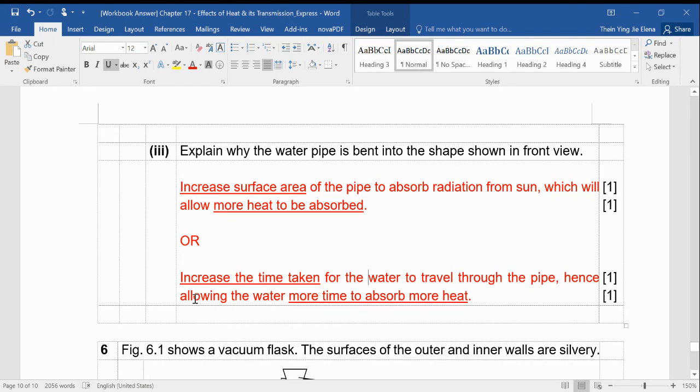Or you can also say to increase the time taken for water to travel through the pipe. It takes longer for the water to travel through, so the water has more time to absorb the heat. So it can also absorb more heat. Either explanation will be accepted.